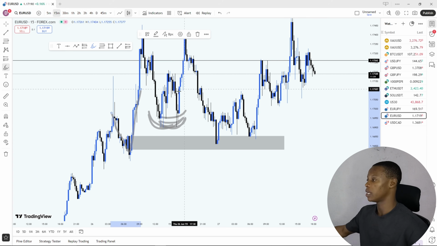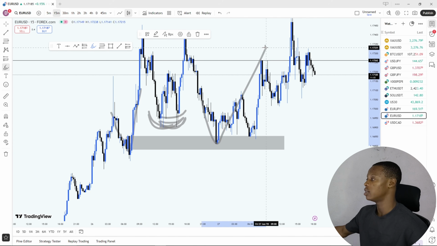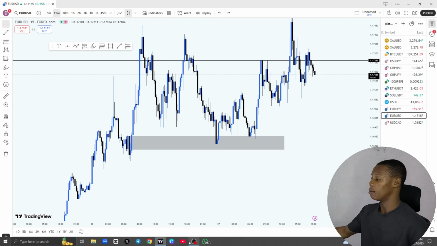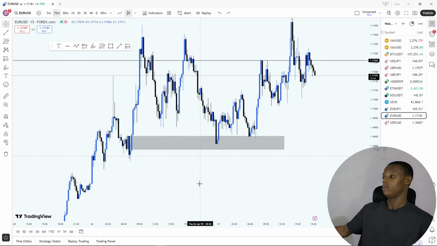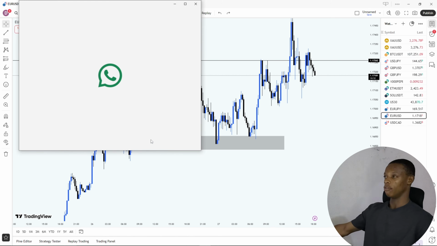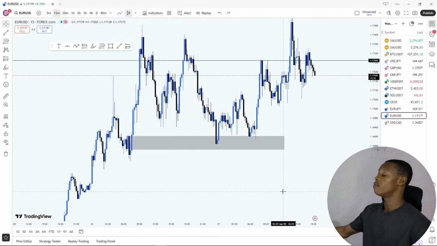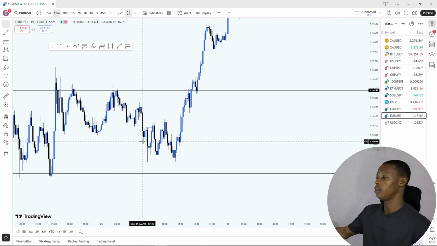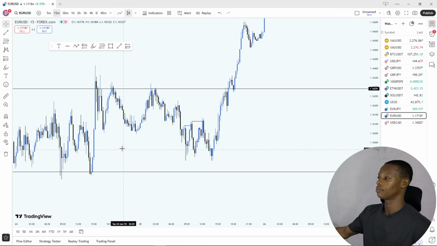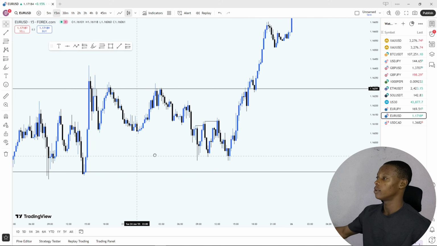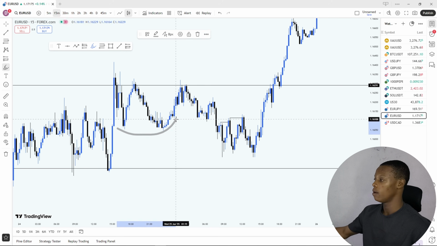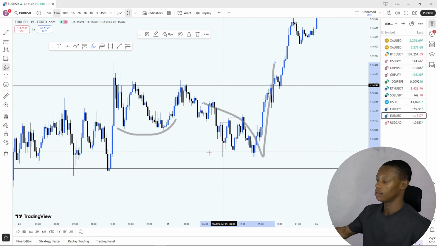So now what the price did, it took out that liquidity, tapped on it, and started buying. And many of my students caught this very move. They caught the Euro, this very move, and I also caught it as well. So let's look out for other areas where the price did a similar thing. What the price did right here, low. It took out that low before buying.